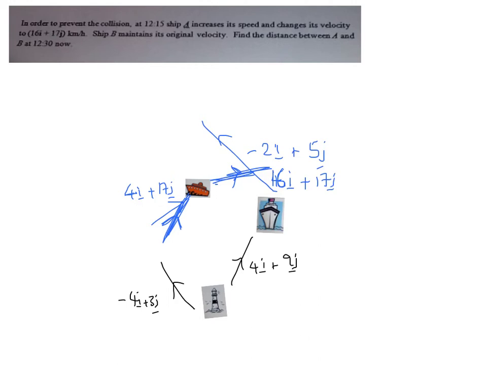Okay, now what's going to happen at 12:30? Well, the white ship at 12:30, we know where he's going to be. He's going to be at the old crash site. He's going to be at minus 2i plus 23 over 2j because he hasn't changed anything. What about the orange one?